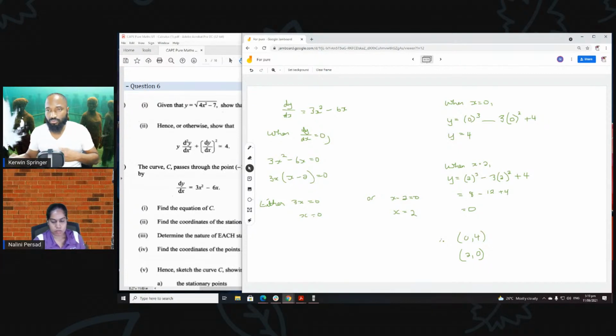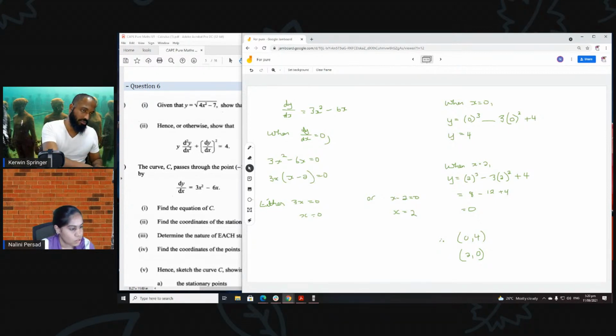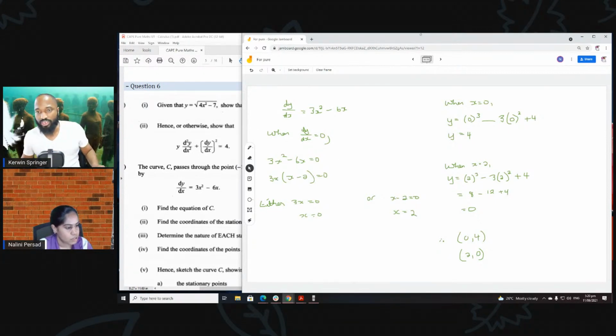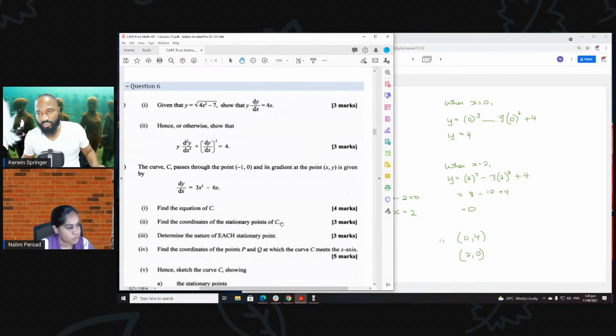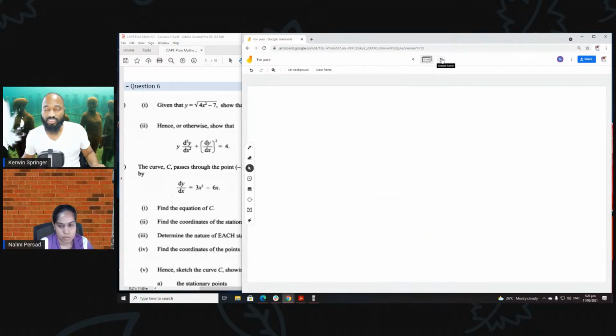Right? Nice. Everybody understand? So I guess we go on to the next one. Determine the nature of the stationary points, just to get the nature now.